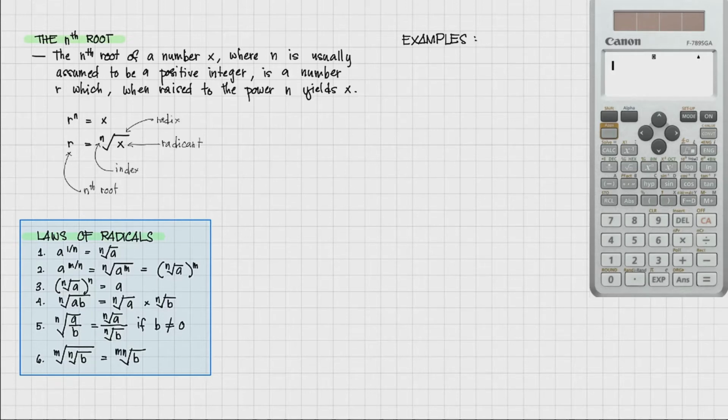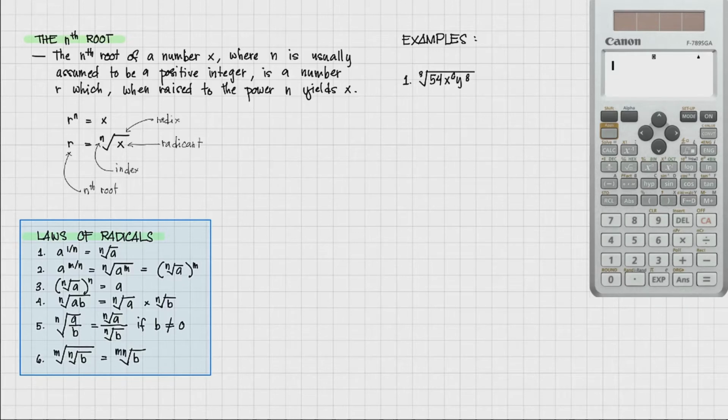So the first one, let's start here. Let's say we have the cube root of 54 times x raised to 6 times y raised to 8. And we're going to simplify this whole expression.